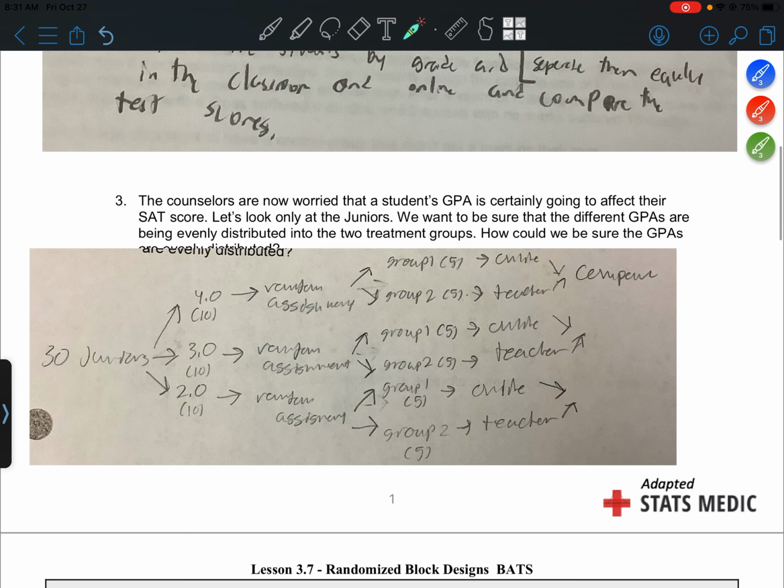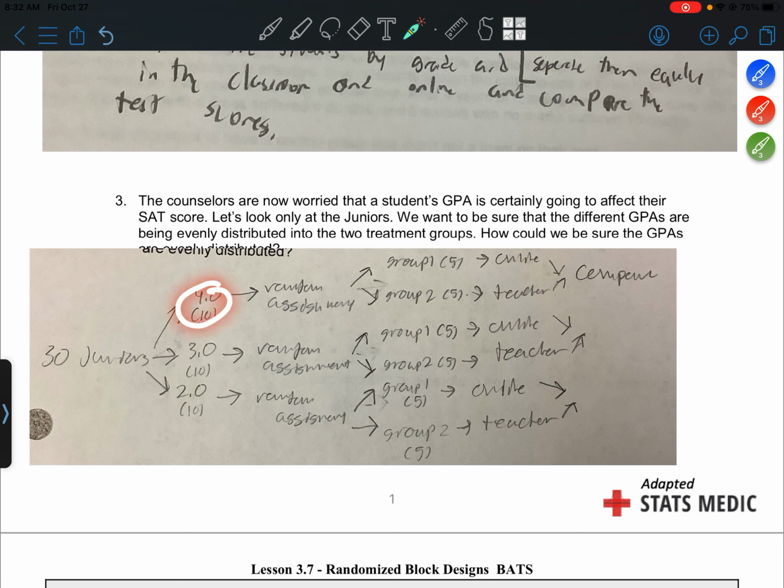All right. So here was an idea. Again, this is from A-Day. So they kind of took the approach from number 2, but instead of using grade level to create blocks, they used GPA to create blocks. So they said take the 30 juniors and separate them by their GPA. So group together all the 4.0 students, group together all the 3.0 students, group together all the 2.0 students. All right. A-Day is very kind because they assume that there's nobody who has lower than a 2.0. How nice of them.